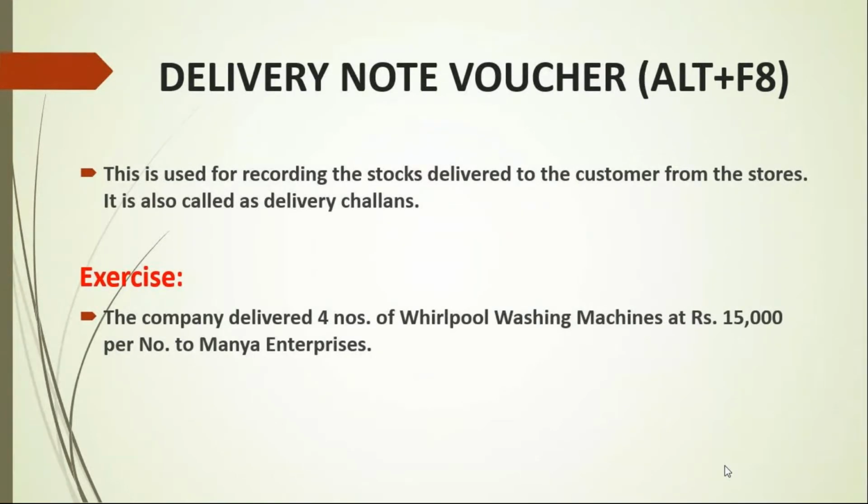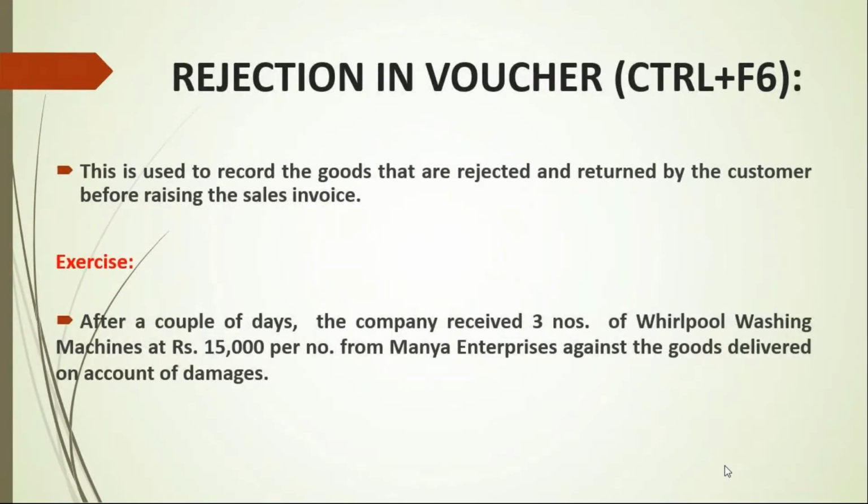Now out of four washing machines delivered, what happens is here I've given three numbers are being sent back. Four were delivered, one is received, but three are sent back. So to record that return of stock from the customer to the company, we go for a Rejection in voucher. Why rejection in? Because the stocks are again coming into the business. If you go for a rejection out voucher on a receipt of stock, we are sending it back to the supplier. So it is going out. Here, rejection in, we are receiving the stocks back.